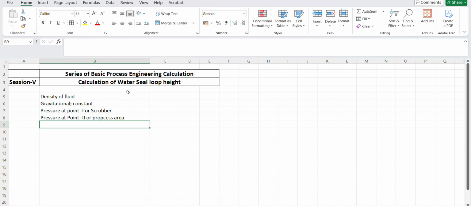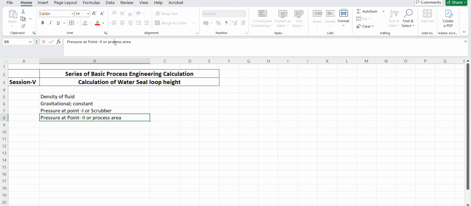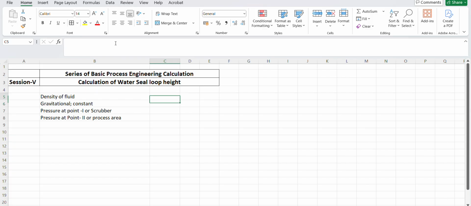Based on that we can simply calculate how much height is required to avoid the reverse flow in case of failure or vacuum drop. To calculate, we just consider water as a sealing media, 1000 kg per meter cube. Then the gravitational constant is 9.81 meter per second square.